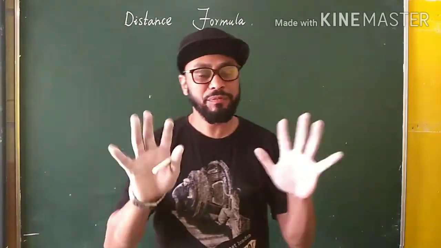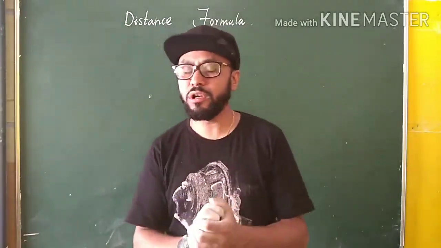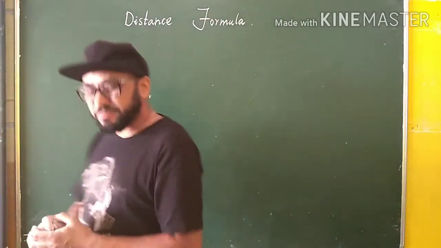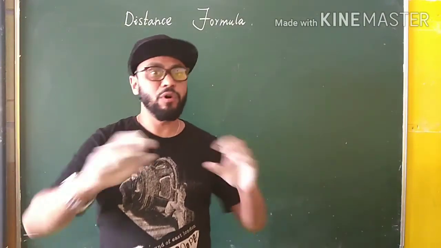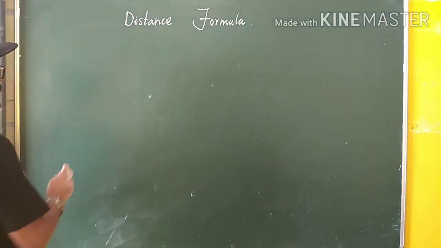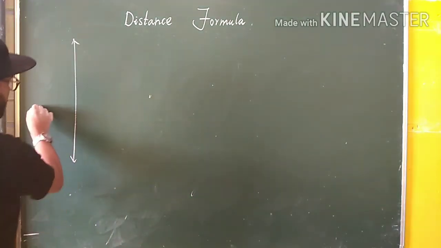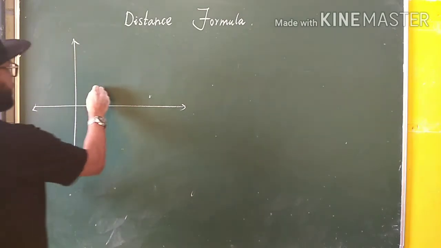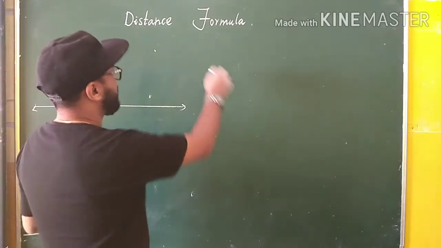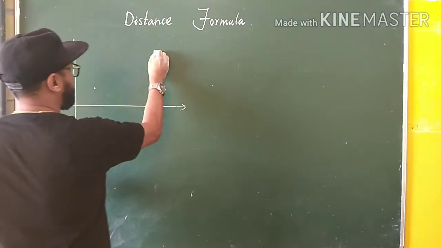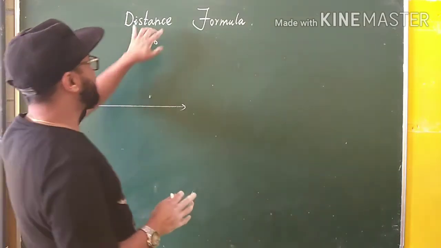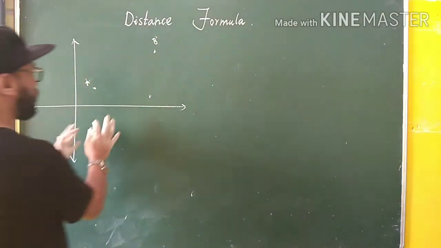Hello guys, this is the fifth video on coordinate geometry and today we're going to be discussing the distance formula, which is very important. Without using a measuring tape or a scale, we can find the distance between 2 points by using coordinate geometry. Let us take the Cartesian plane. If we take any 2 points, here we are finding the distance, okay? Let us take these 2 points as A and B.